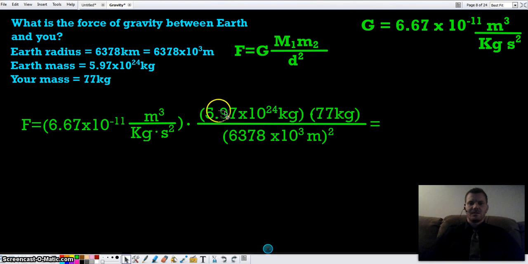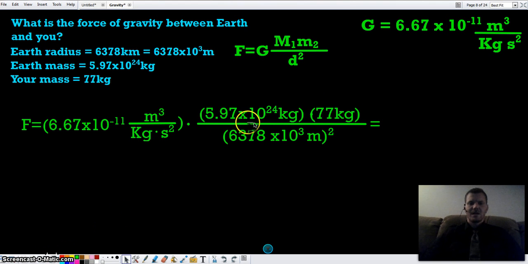Then mass 1. Our first mass here, we'll put in Earth's mass. It doesn't matter which one came first, but this is the way we're going to do it. We'll put Earth's mass first in kilograms, times your mass, which is about 77 kilograms, divided by the distance from the center of the Earth to the center of you in meters, and this right here, squared. This is a common mistake. Don't forget to square your distance. People forget it all the time. Don't forget to square it.